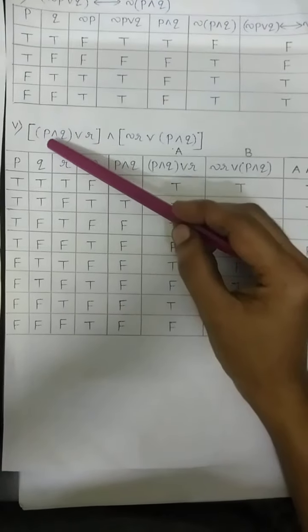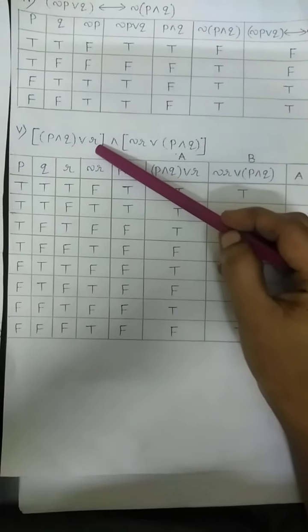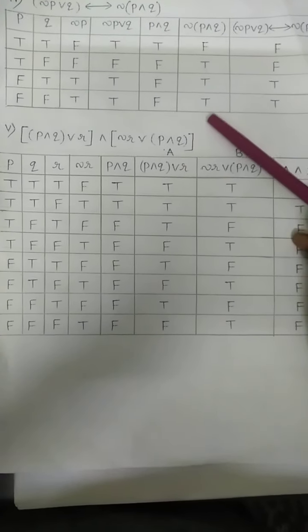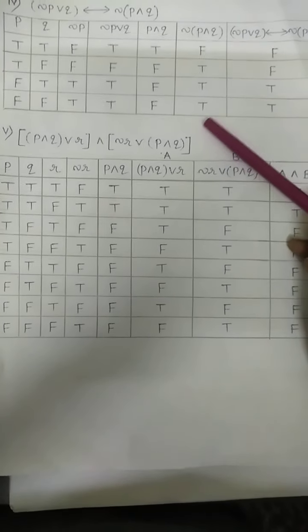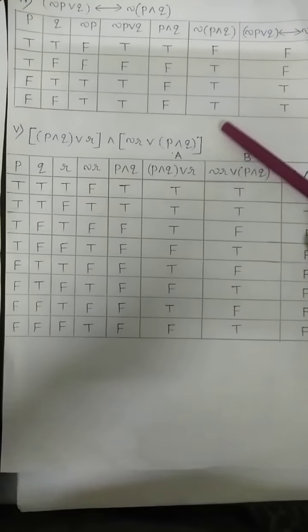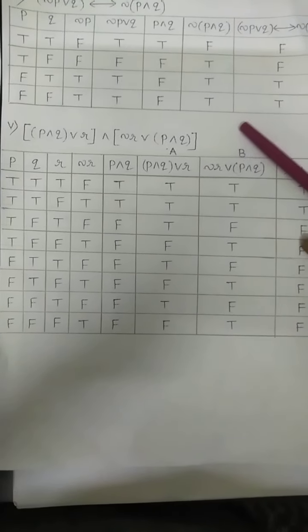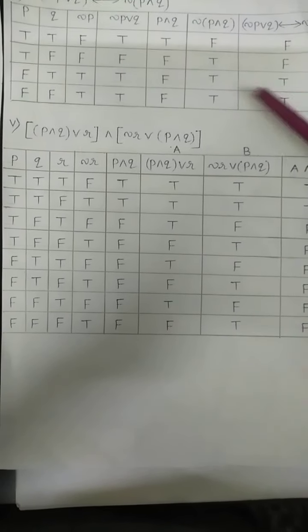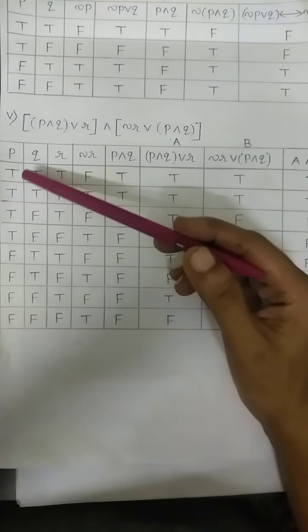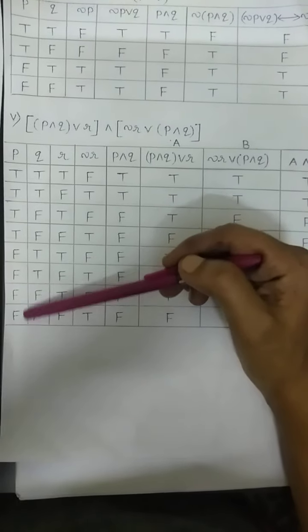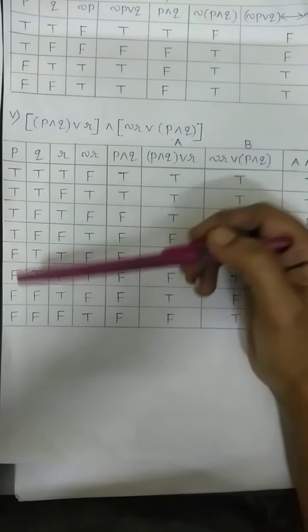Now next, P and Q or R, and negation of R or P and Q. Here three statements are given: P, Q, R. So by using the formula 2 raised to the number of statements given, 2 raised to 3 is equal to 8. So here we are going to consider 8 possibilities. Column P will be T, T, T, T, F, F, F, F: 4 times T, 4 times F.